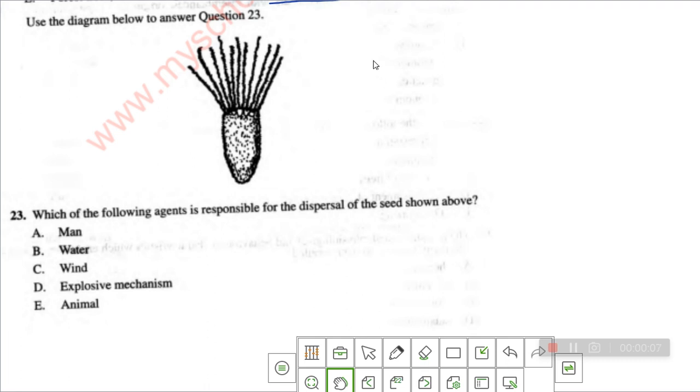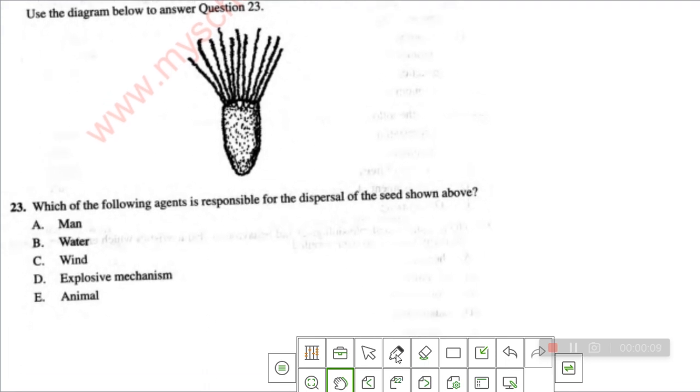So we are continuing the biology WAEC question. What we are doing is question number 23. They say, which of the following agents is responsible for the dispersal of the seed shown above? That is the disperser of this. If you look at this seed, the structure is such that it is easy to be blown away by wind.